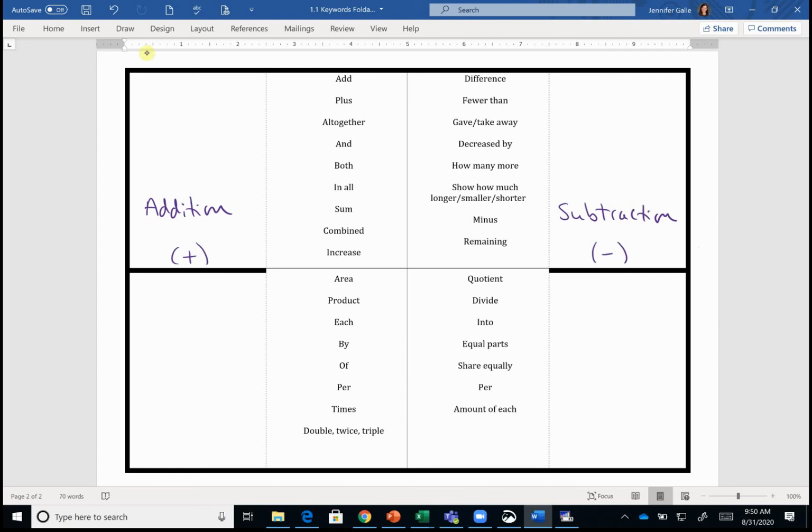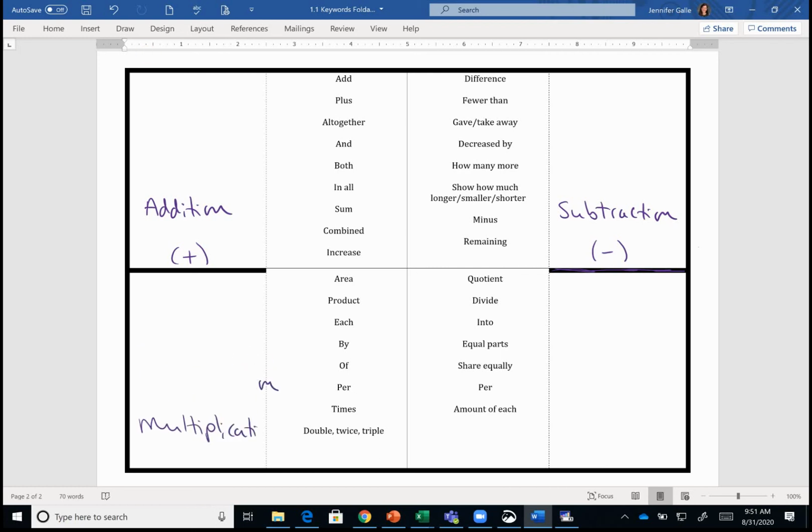You can label it on the inside of the door. You can label it on the outside of the door. Remember, you need to cut on those thick black lines. So then you have 4 doors that will fold. In the bottom left corner, we have area, product, each, by, of, per, times, double, triple, twice. Those words all represent multiplication.